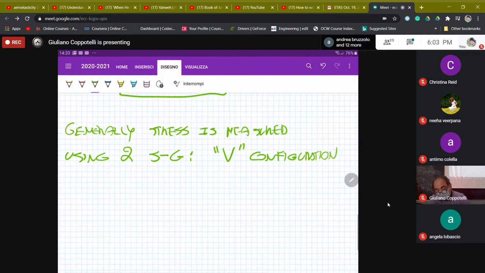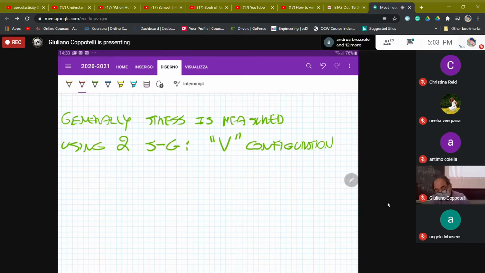What does it mean? It means that we are having one strain gauge, for example, here, another one there, so that the measuring directions are the longitudinal one for each strain gauge. Let's assume that these strain gauges are located in a reference frame like this.